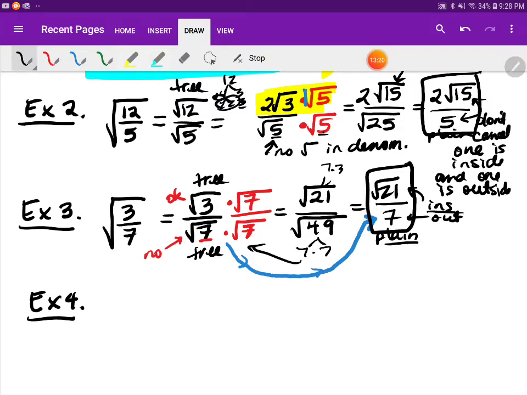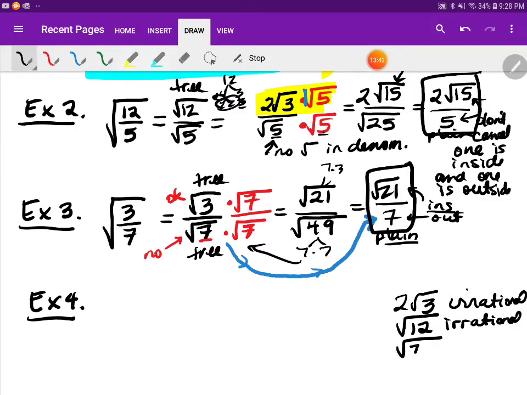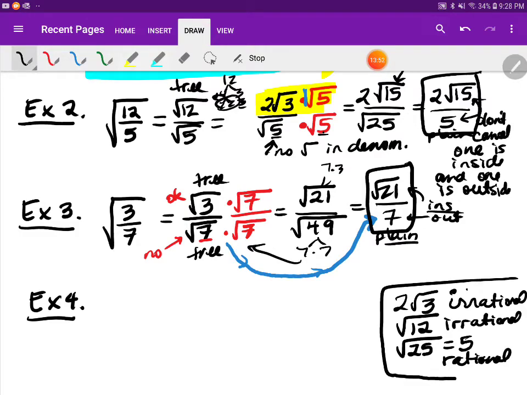We talked about how rational numbers can't have an unsimplified square root. So 2 radical 3, that was irrational. We said square root of 12 was irrational. We said square root of 25 is not irrational because we know the answer is 5. So that's considered rational. So that's our plan.